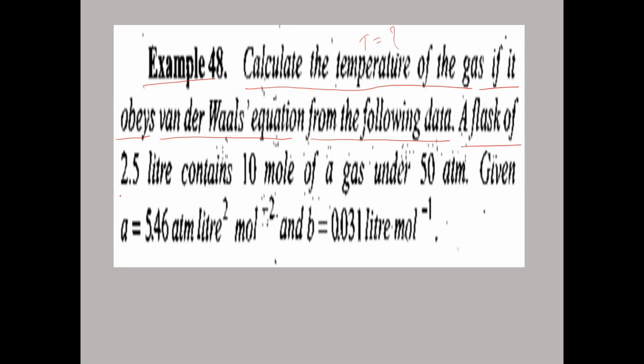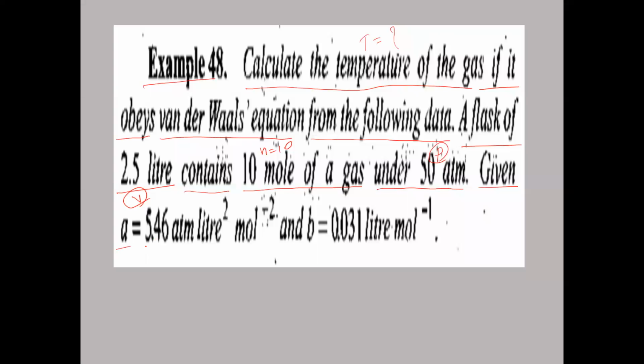So a flask of 2.5 liters, so volume is given to you, 2.5 liters. It contains 10 moles of a gas. So what is the number of moles given here? 10 moles. Number of moles given 10, volume given 2.5 liters, and temperature we need to calculate from the Van der Waals equation under 50 atm pressure. So pressure is given, 50 atm.